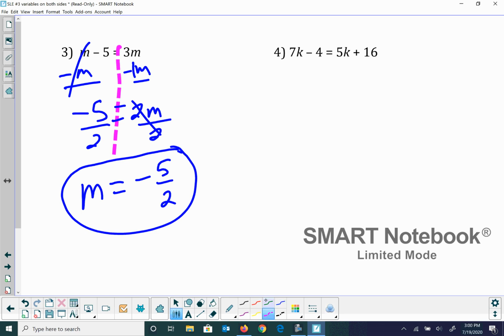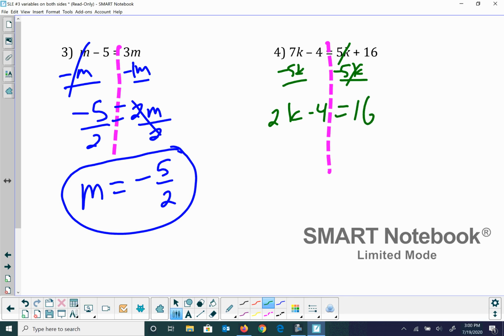Okay, let's see. Number 4. Again, we want to get the x, or excuse me, in this case, the k by itself. So I think if we maybe would subtract 5k from both sides. And you notice sometimes I move a letter, sometimes I move a number, and there's no rhyme or reason. I'm just trying to mix it up. So 7k subtract 5k is 2k minus 4 equals 16.